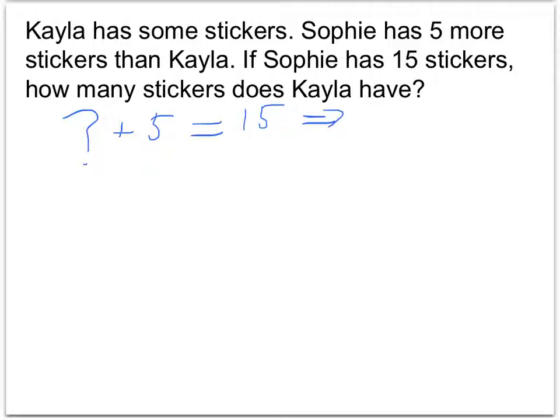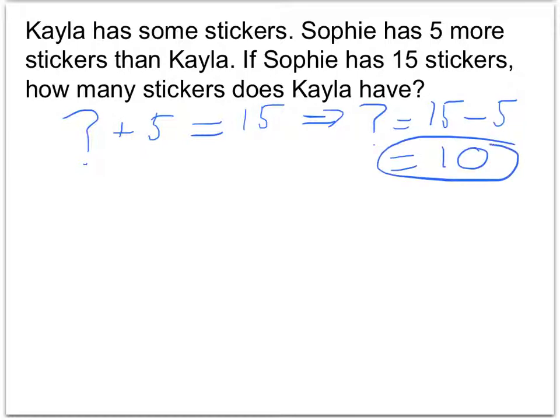Now to actually solve this equation, let's convert this addition equation into an equivalent subtraction equation. The equivalent subtraction equation would be question mark equals 15 minus 5. We can think of it as though we took the 5 over to the right. That's the way to remember what we're doing, but really what we're doing is using this relationship between addition and subtraction that we talked about earlier. And so now we can do this subtraction on the right, and 15 minus 5 is 10, and so there's the number of stickers that Kayla has.